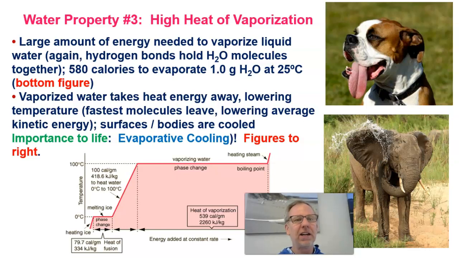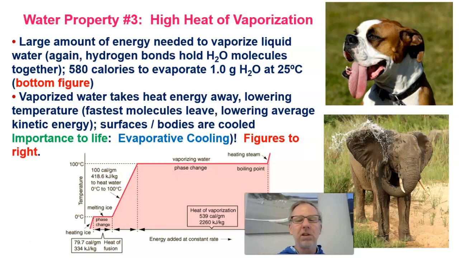gram of water at 25 degrees Celsius. So if you start off at 25 degrees Celsius, you just have a gram of water, which is not very much. It'll take 580 calories to totally evaporate that water. So when water does vaporize, when it turns to gas, it takes heat energy away.